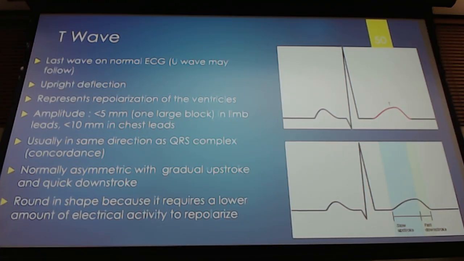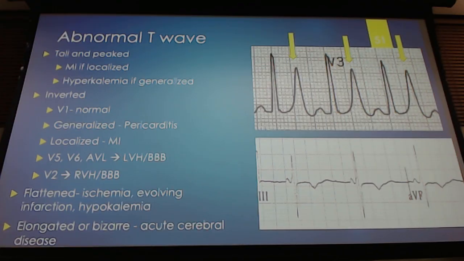Okay. And again, it's round in shape because it's repolarization. It doesn't really require a lot of electroactivity to repolarize the heart. There are lots of things that can affect the T wave. Tall and peaked, we think about myocardial infarction. We think about hyperkalemia. Okay? And it looks like you took that T wave and just pulled it up to a point. But sometimes when you're looking at the T waves, you're like, man, that looks really big. Look at your amplitude. Is it greater than 5 boxes in the limb leads? Greater than 10? Because if it's not, it's still a normal T wave.